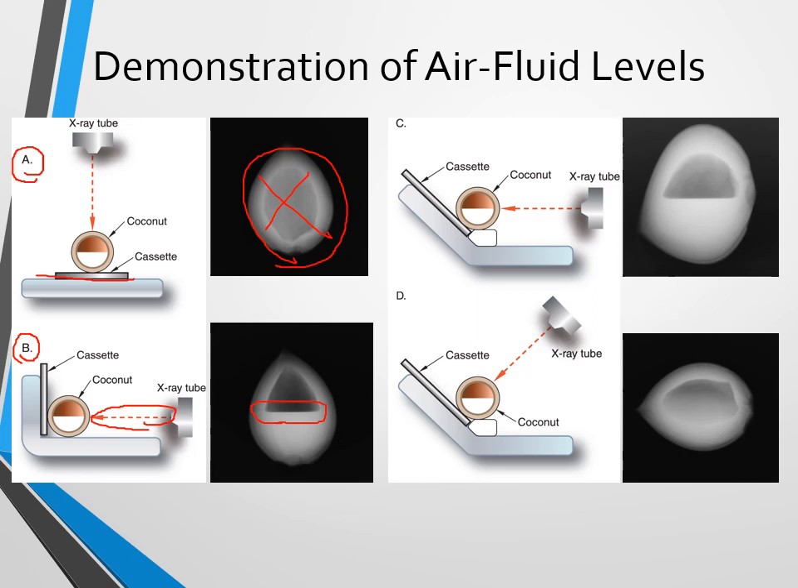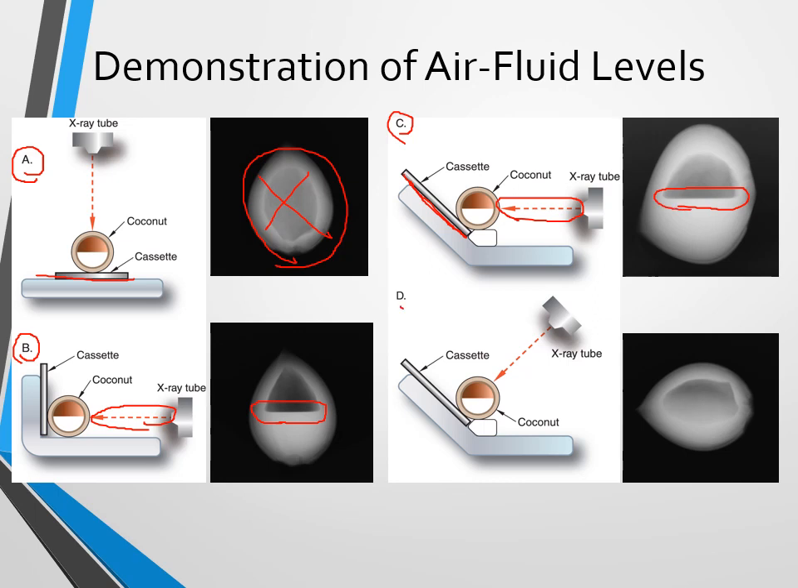In the third one, which is letter C, we're looking at having a cassette which is not perpendicular to the X-ray beam, but using a horizontal X-ray beam. This would come in handy if a patient is unable to sit upright, but yet we want to see air fluid levels. And in this case, we can see the air fluid level.